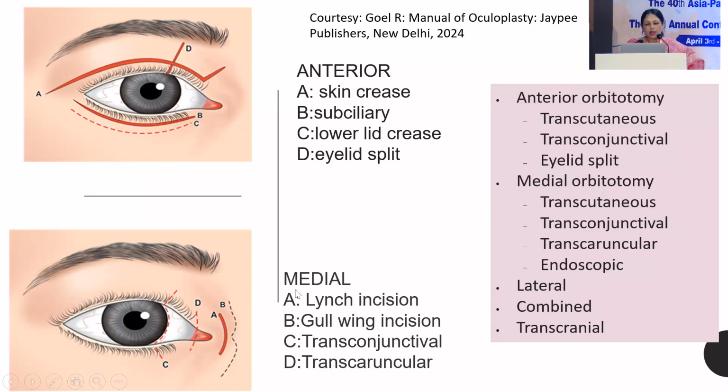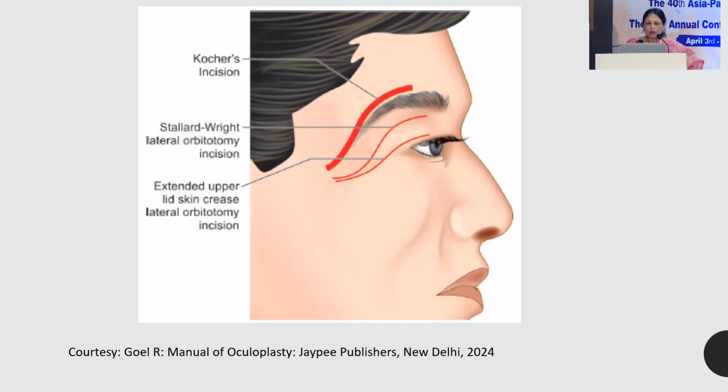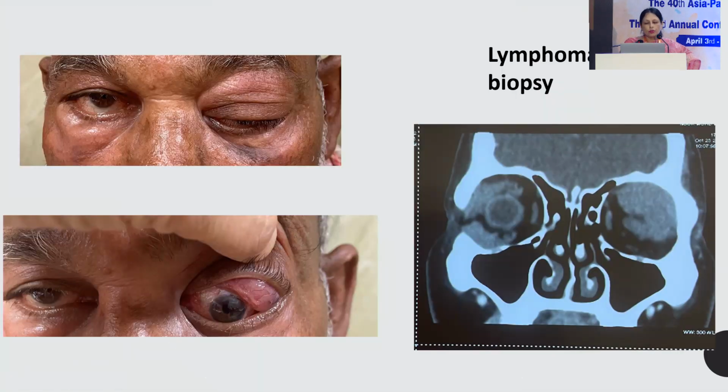The medial approaches again can be transcaruncular or transconjunctival, and these are the commonest which are being used. Lateral orbitotomy, of course, has evolved through all these, but most of us nowadays would be using an upper lid crease incision, or a Stallard-Wright incision. So now let us go through examples.